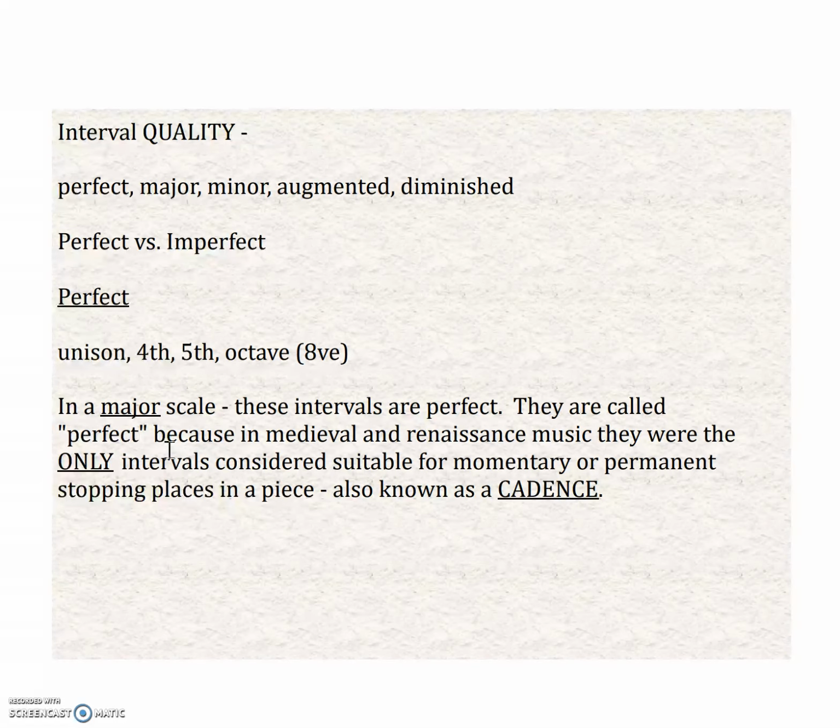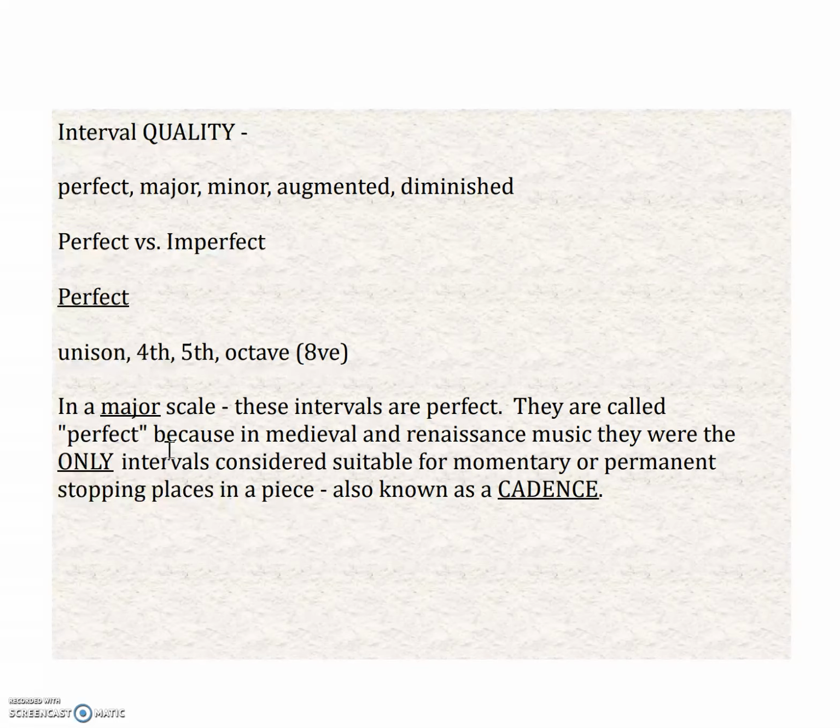They are called perfect because in medieval and Renaissance music, they were the only intervals considered suitable for a momentary or permanent stopping places in music, also known as cadence, which we'll get to in a later chapter. But there's another reason why these intervals are perfect, which we will get to in about 5 minutes.